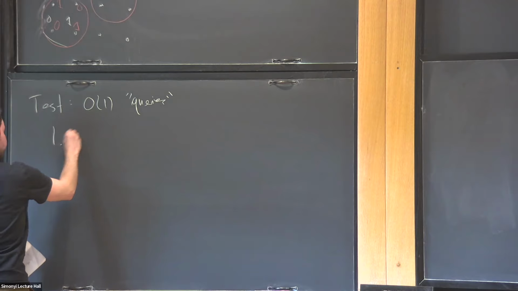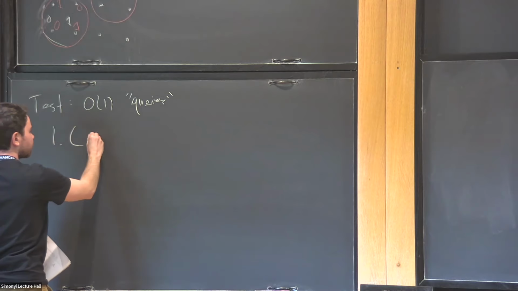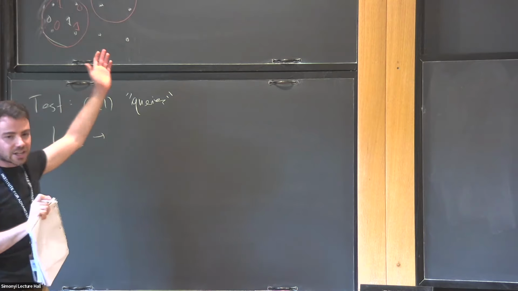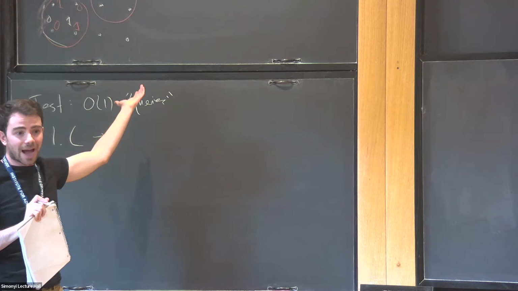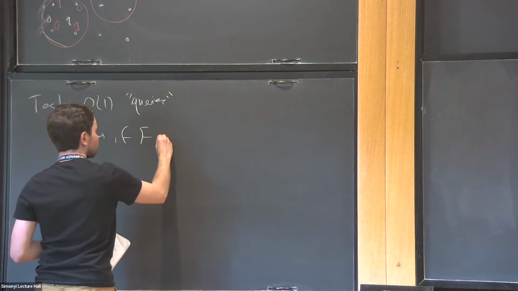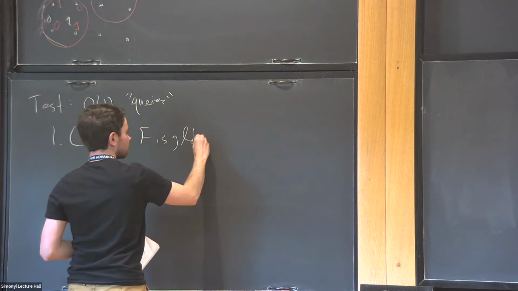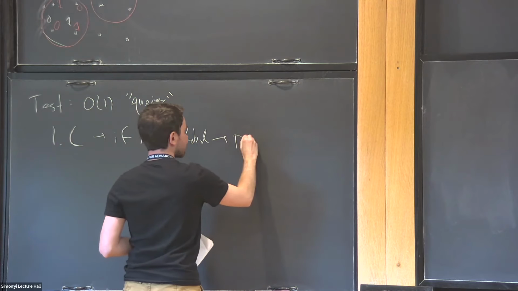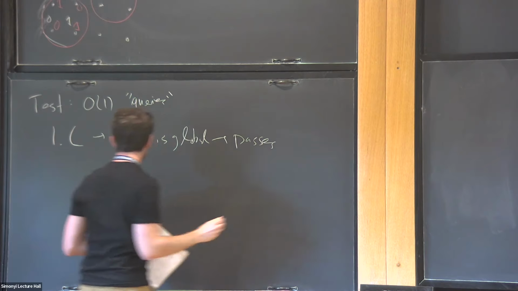Then, there are two properties we want. Completeness, which means that if this f is actually coming from a global function, this test should pass, right? So if f is global, this test passes, say with probability 1.